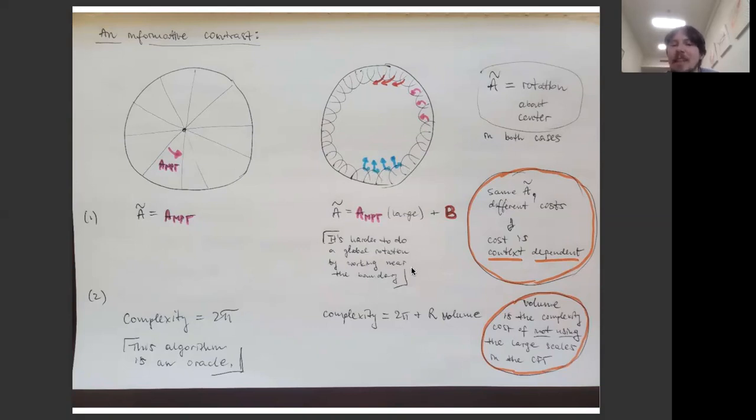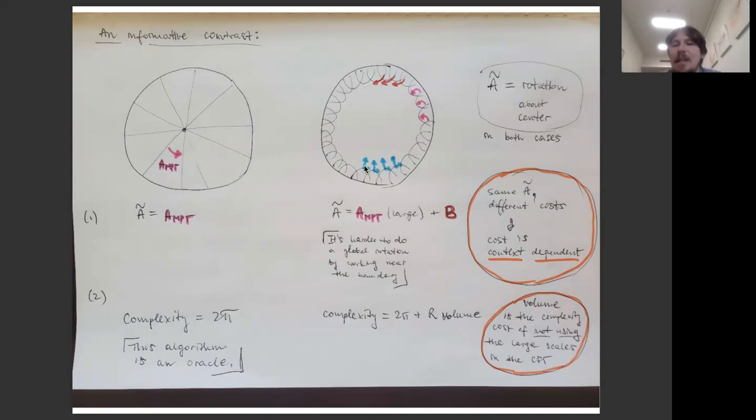And that's the reason why I said that the cost is context dependent. Same A tilde, but different costs. The other thing I wanted to say is that in this case, complexity is just 2 pi. So I would call this algorithm an oracle. Why? Because it just has to do a 2 pi rotation to scan all the inputs. The moment it has the inputs, it already spits out the outputs. So it's like a table of all possible correlation functions.